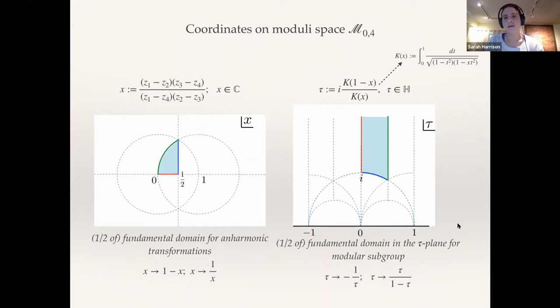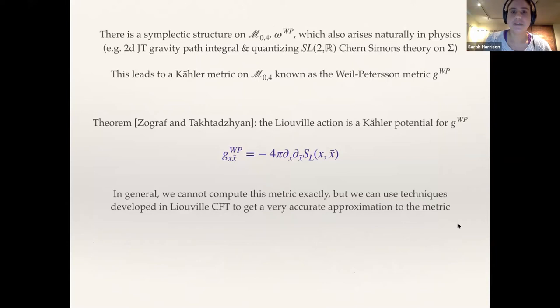So now I'd like to talk about the metric on moduli space, which we want to study. There's a natural symplectic structure on M04, which I'll call omega Weil-Petersson. And it turns out this also arises naturally in physics in a number of ways. For example, as I mentioned earlier, the 2D path integral of JT gravity, as well as quantizing SL2C Chern-Simons theory on a Riemann surface. And this symplectic structure leads to a Kähler metric on the moduli space known as the Weil-Petersson metric. And this is the metric for which we want to study Laplace's equation on M04.